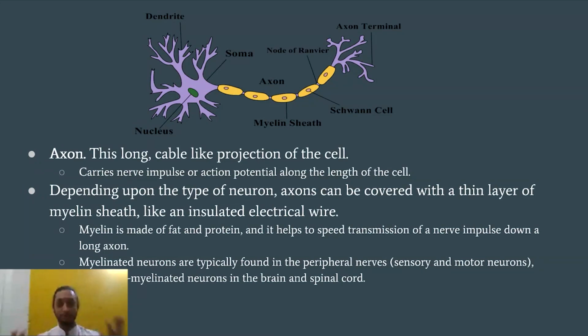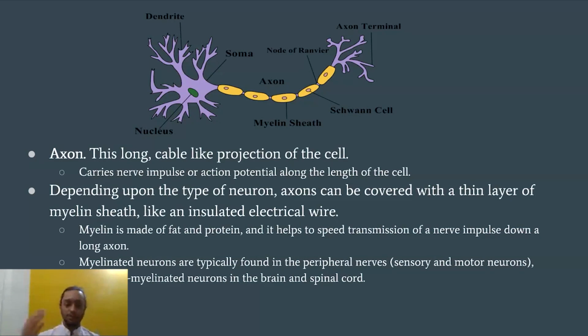So the nervous system that is not your brain or your spinal cord, right? That emerges out of your spinal cord like that. That is your peripheral nervous system, which has both sensory and motor neurons. Now, there are more non-myelinated neurons in the brain and spinal cord, right?